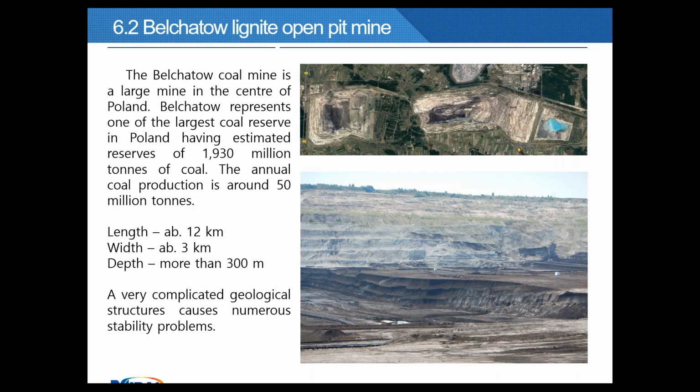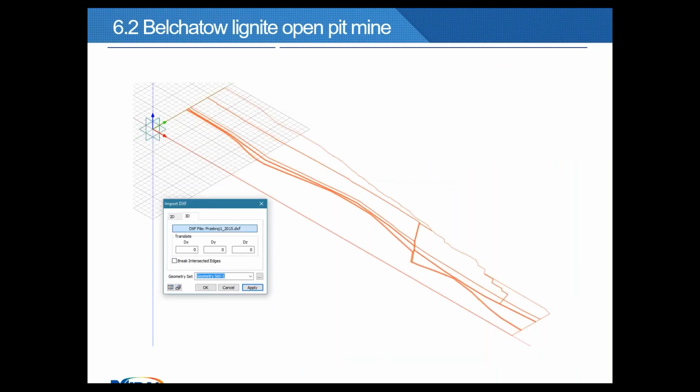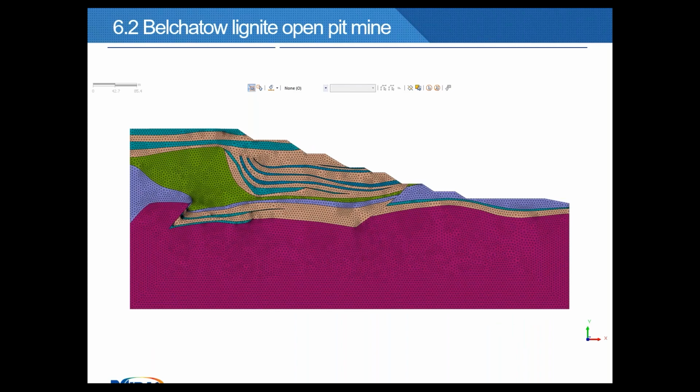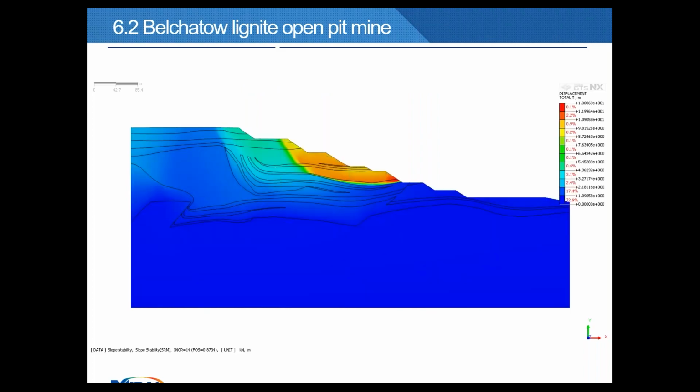It also has very complicated geological structures, which cause numerous stability problems. So we have made many calculations for this mine. This is one example. So we put here the real geology from the numerous boreholes, and then we can calculate the factor of safety, which was not good because it was below 1.